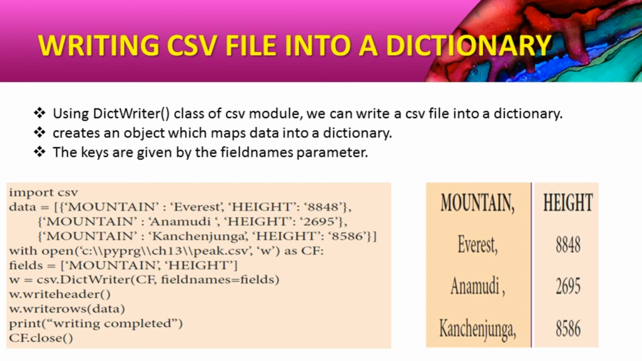So first we are going to create an object which maps the data into a dictionary. Here the keys are the field names, which are going to be accessed as the parameters.